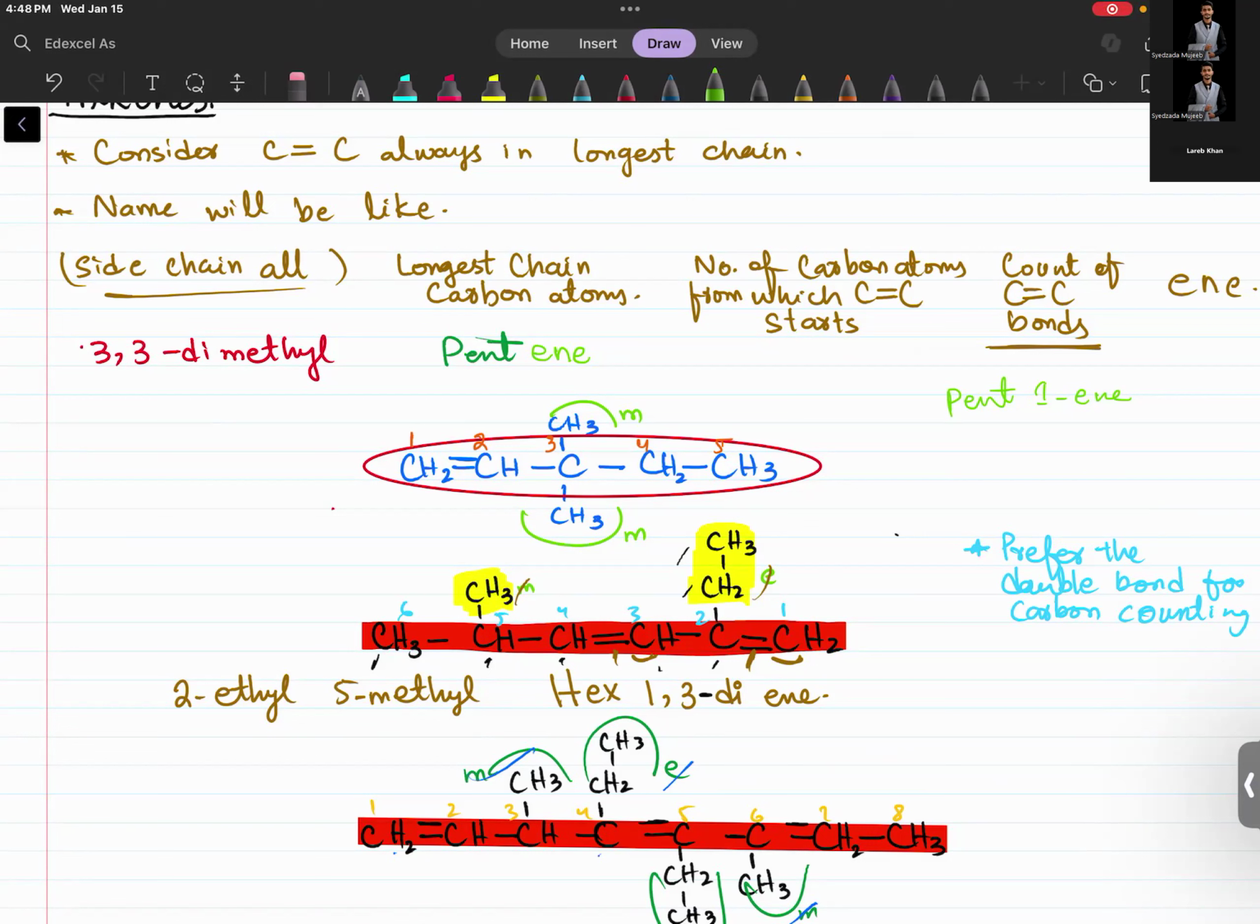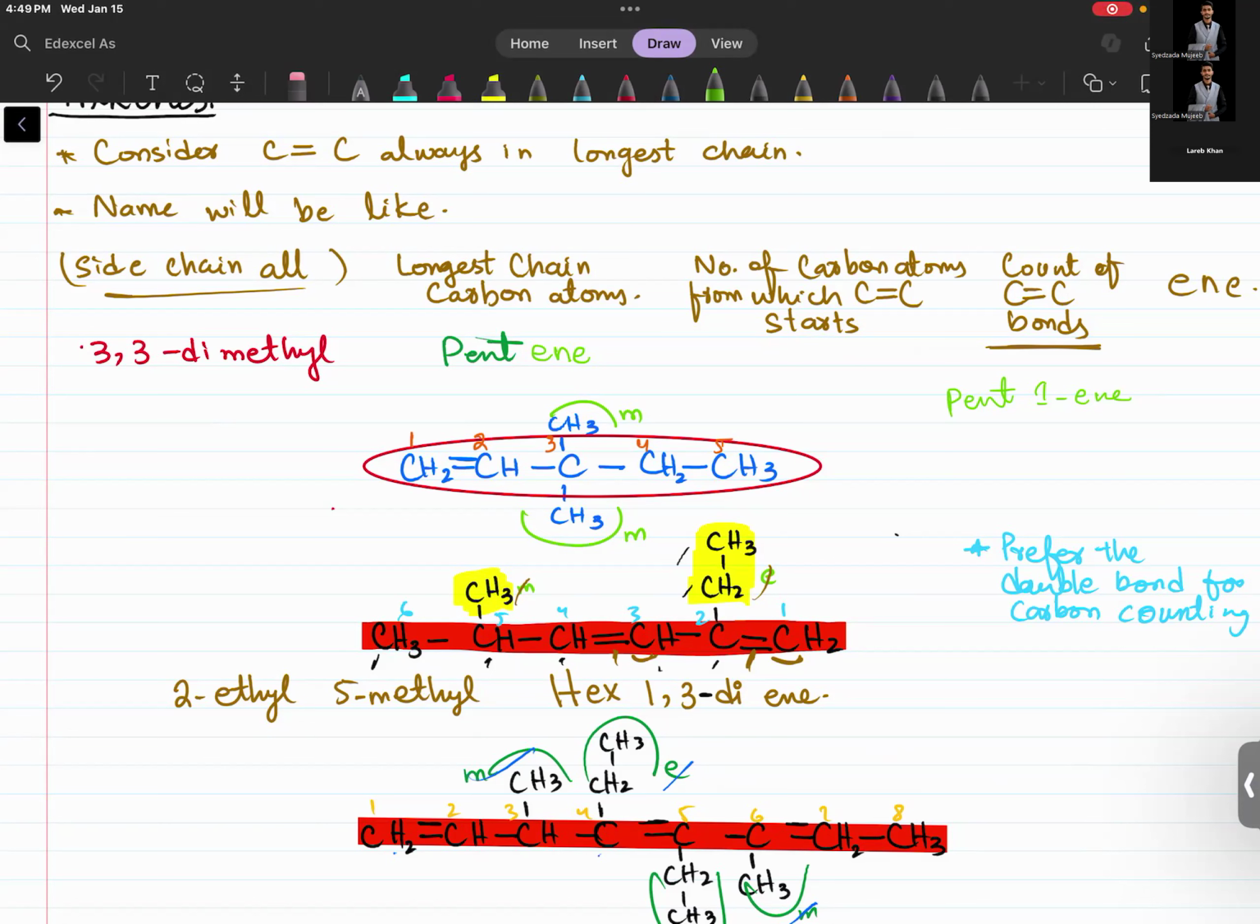So if the molecule is having the double bond, we need to prepare that side from which we will be having the smallest number for the carbon-carbon double bond. We will be preparing that side for counting from where we will be having the carbon-carbon double bond's smallest number. Got it? Yes, sir. Got my point? Now note down the name of the first structure and the structure of the second one.